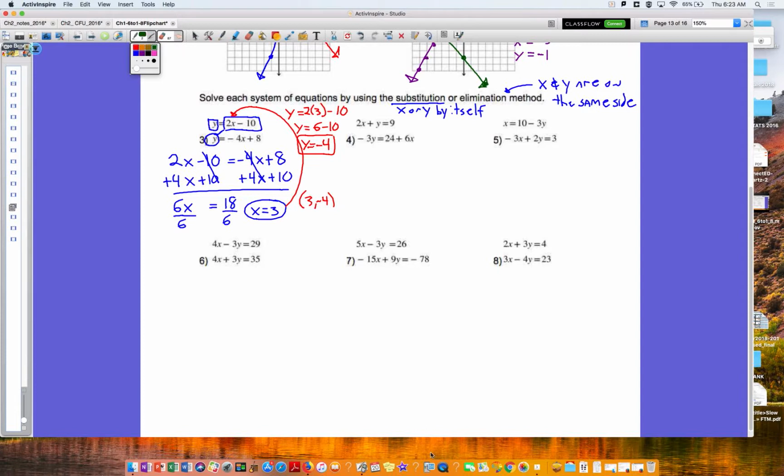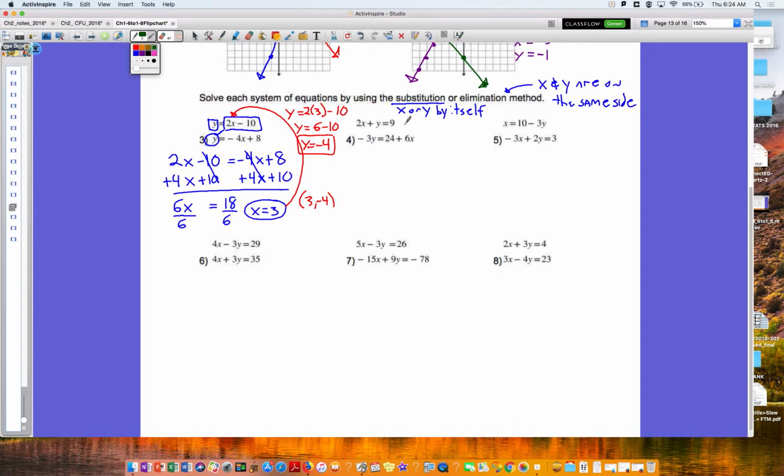All right, so the second one here, number 4, is an interesting case because notice how x or y is not by itself and x and y are not on the same side. So I have to decide which method I want to use on this one. One of the other things I look for is, does one of the equations just have an x in it or a y in it? And the first equation just has a y in it.